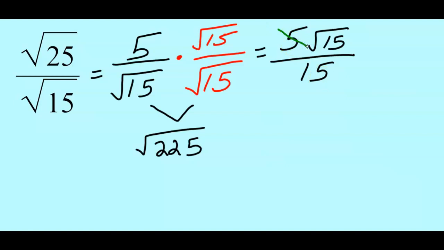Now this one I can simplify a little bit further because my 5 and my 15 can reduce. So you can cancel off your 5 because 5 goes into 15 3 times. So then your final answer for this one would be the square root of 15 over 3.